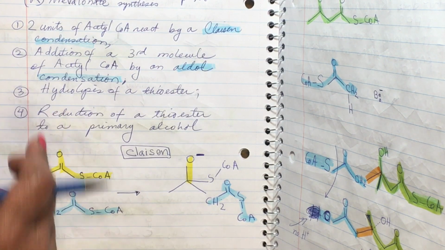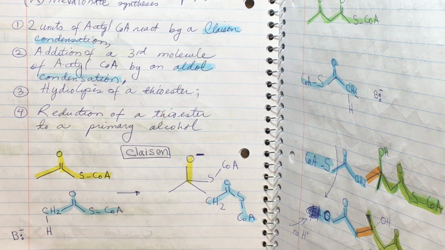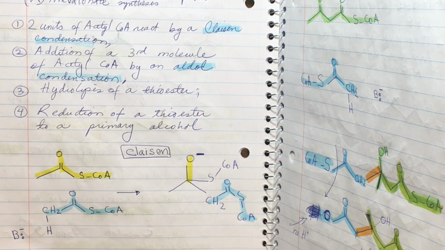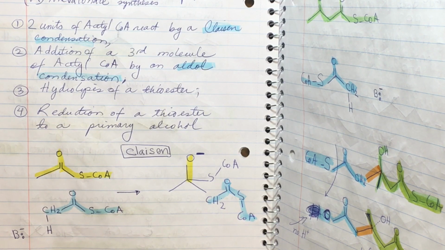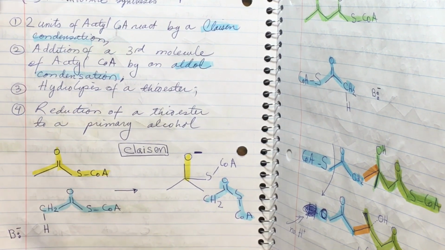Then after we do the hydrolysis, we're going to do the reduction of a thioester. When we do the reduction of an ester using lithium aluminum hydride, we will get a primary alcohol. So the end product molecule will have a carboxylic acid end and also a primary alcohol. So let's start the mechanism of the reaction.